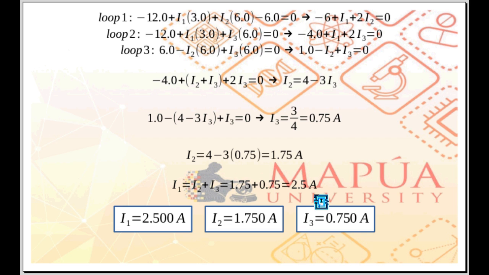So the currents passing through the resistors, you have I1 is equal to 2.500 amperes. I2 is equal to 1.750 amperes. And I3 is equal to 0.750 amperes.